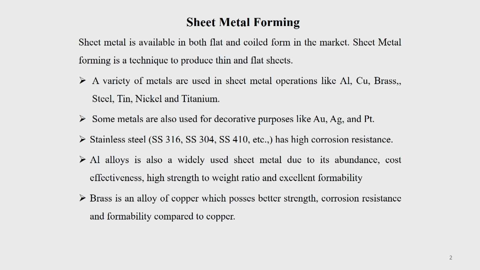Most commercially available materials are available; aluminum alloys, copper, brass and steel are extensively used. In addition, there are some metals also used for decorative or ornamental purposes, made out of gold or silver or platinum. Steels are extensively used in sheet metal operations, both for automobile applications and defense applications, and many other commercial applications.